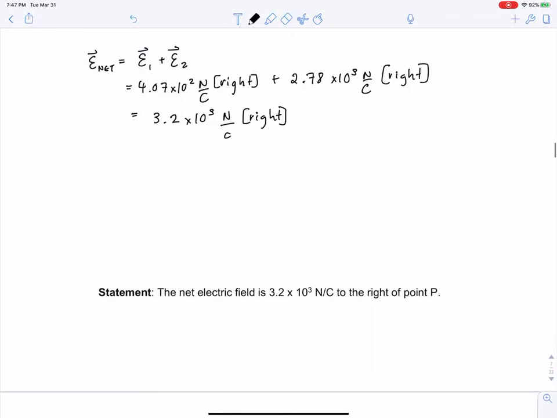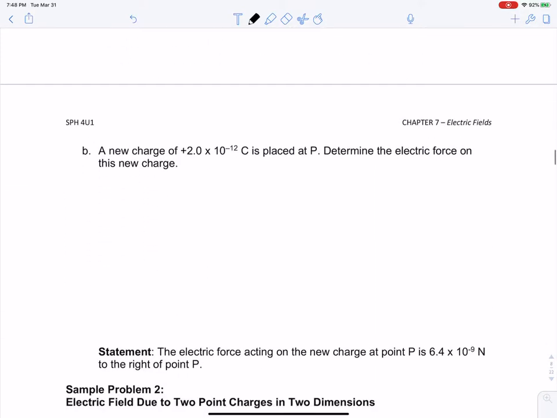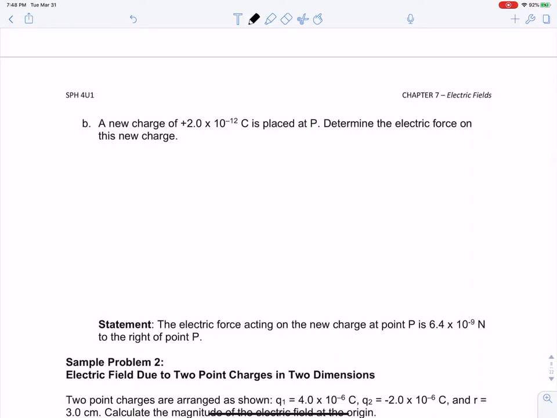And there's our statement. The net electric field is 3.2 times 10 to the power of 3 newtons per coulomb to the right of point P. In part B, we're going to place a new charge of 2.0 times 10 to the power of negative 12 coulombs at point P and determine the electric force on this new charge.